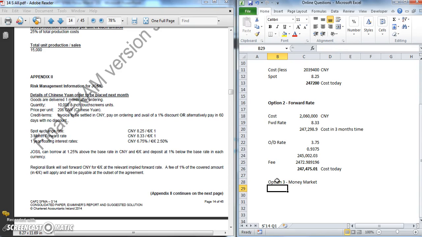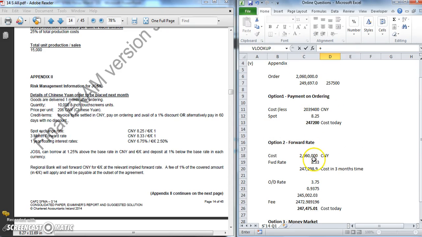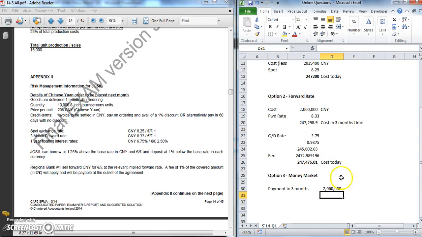And now this is one that many students will struggle with, not understanding how to approach the money market option. Understand what the purpose is first. You know you have a payment in 3 months of 2 million Chinese yuan. So think of your goal first and work backwards. You need that cash in Chinese yuan in 3 months.